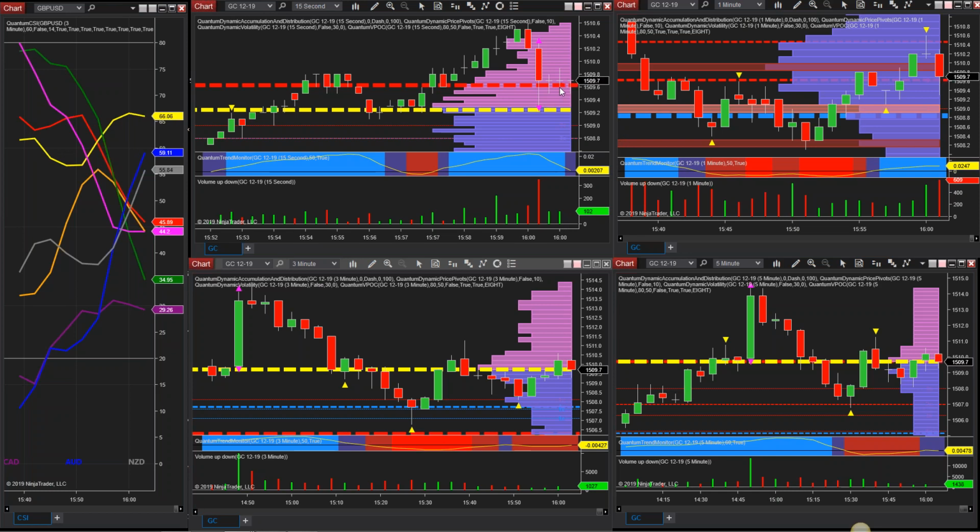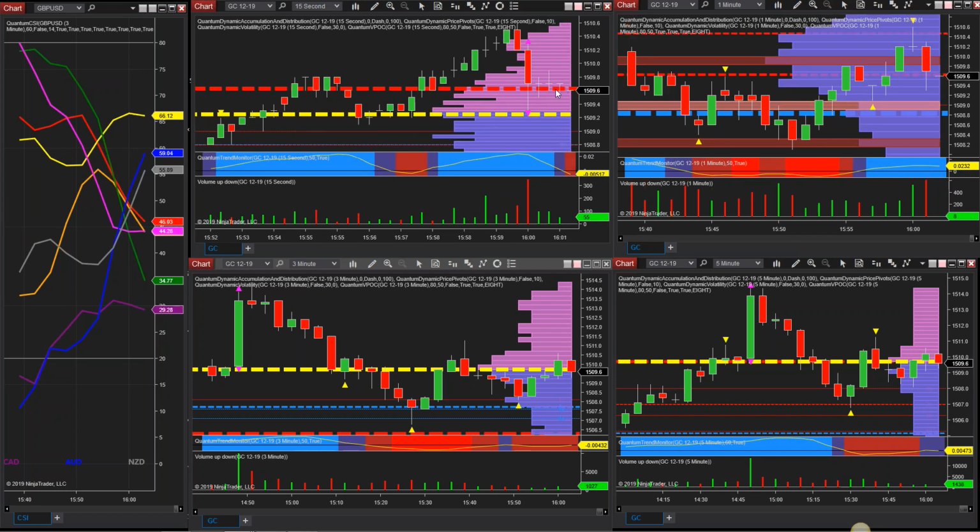Weak reaction in terms of up moves, but the support platform is still holding. It's just keeping the market up there for the time being.